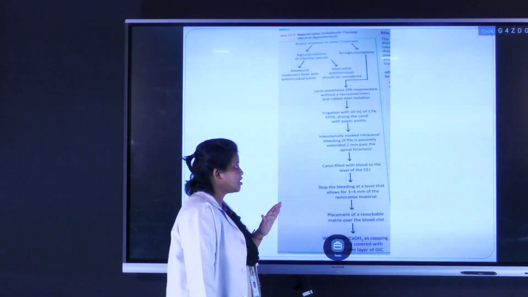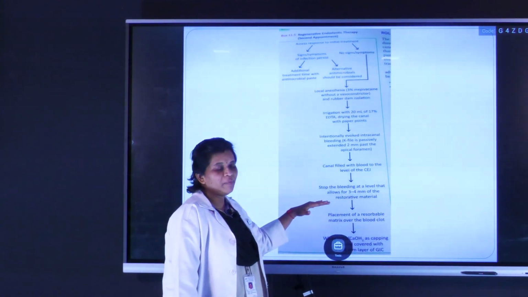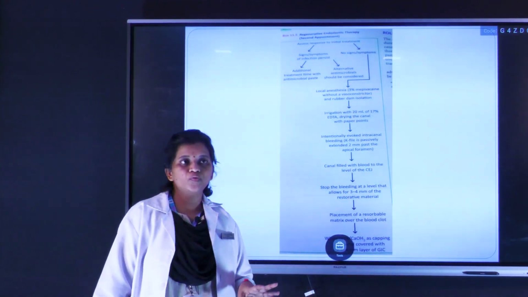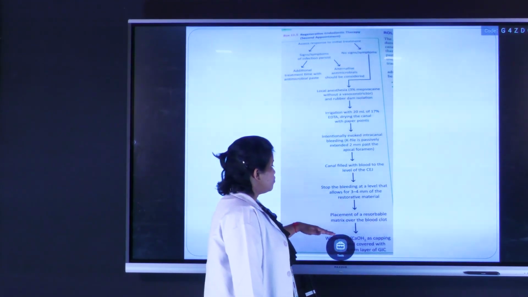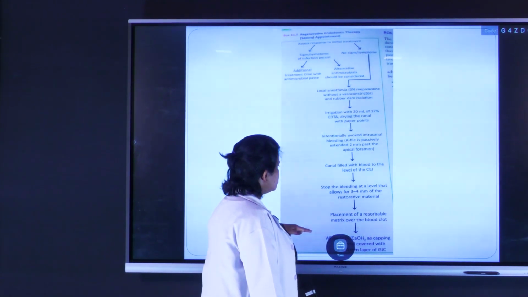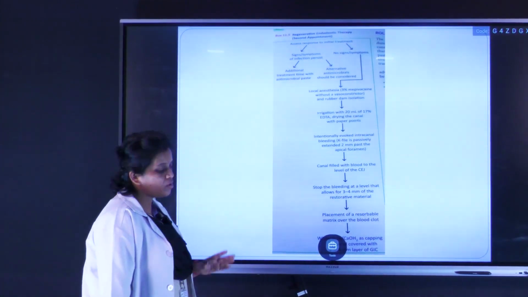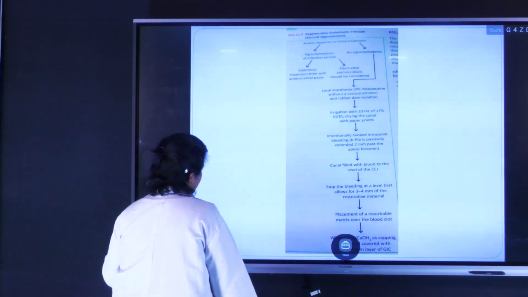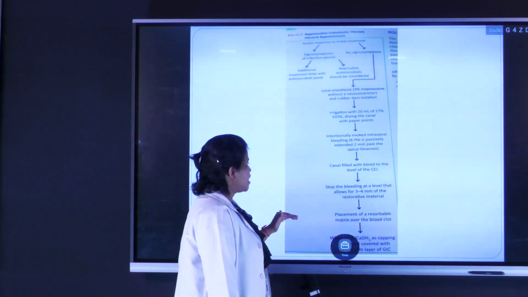At the level of CEJ, or below it, we stop the bleeding, and then we place a restorative material. We can place GIC, but the most commonly used material would be MTA. So we place the restorative material, which is MTA, followed by placement of a resorbable matrix over the blood clot. This is how the treatment procedure goes in the second appointment. First we give LA, then irrigation, then inducing the bleeding, and when the canal is filled with blood, we stop the bleeding at the level of CEJ.